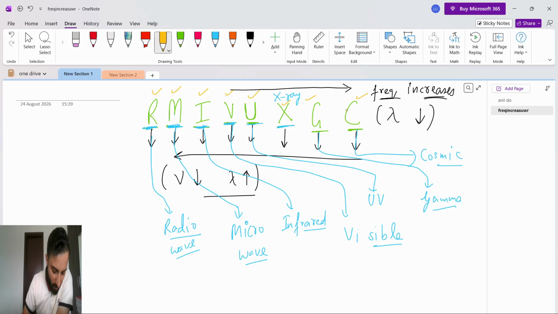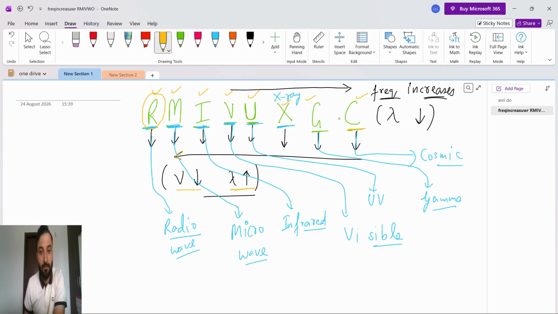Okay. Now suppose they ask which of the following has the highest frequency? This side if you are going, frequency is increasing. The cosmic rays have the highest frequency. Highest frequency means lowest wavelength, because frequency and wavelength are inversely proportional to each other. Now guys, what will happen if they ask which of the following has the highest wavelength? This R, radio waves, has the highest wavelength and lowest frequency.